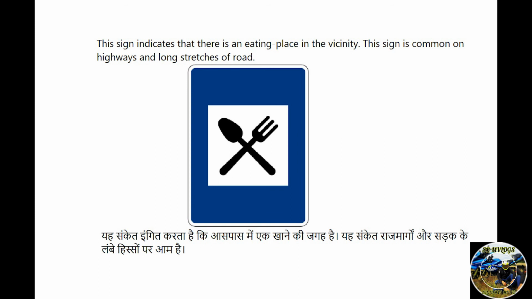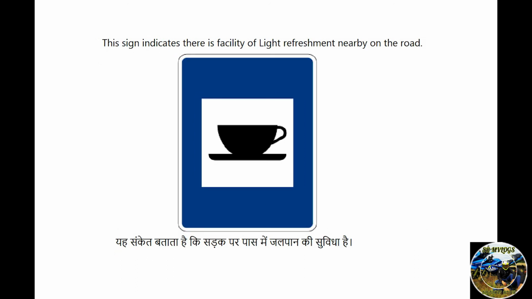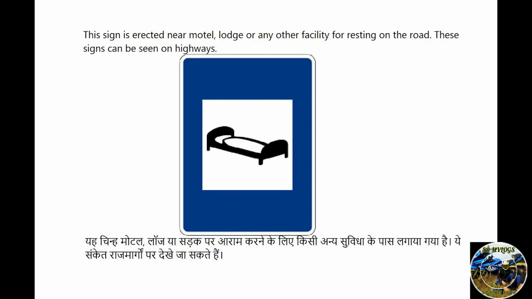This sign indicates that there is an eating place in the vicinity. This sign is common on highways and long stretches of road. This sign indicates there is a facility of light refreshment nearby on the road. This sign is erected near a motel, lodge or any other facility for resting on the road. These signs can be seen on highways.